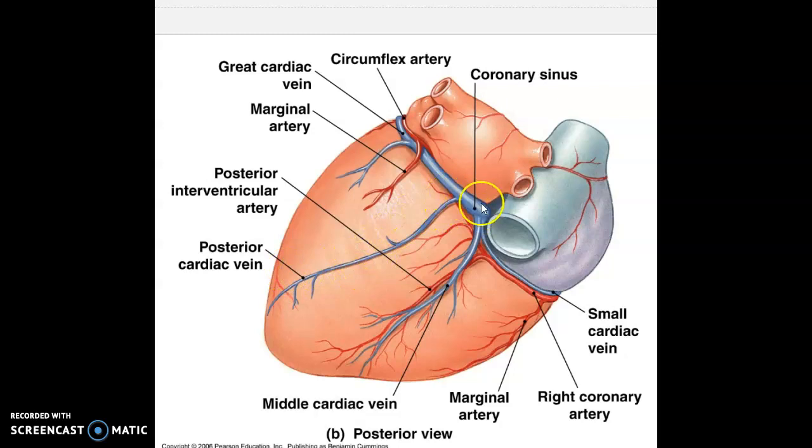Now they're sending all this blood back to this area. What's that blood going to do once it gets to this area? Well, then it's going to empty back into the right atrium. So let's look at that real quick.